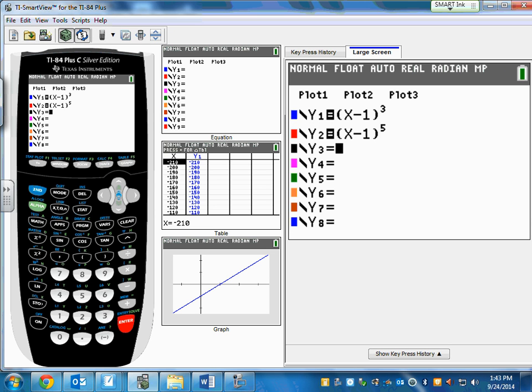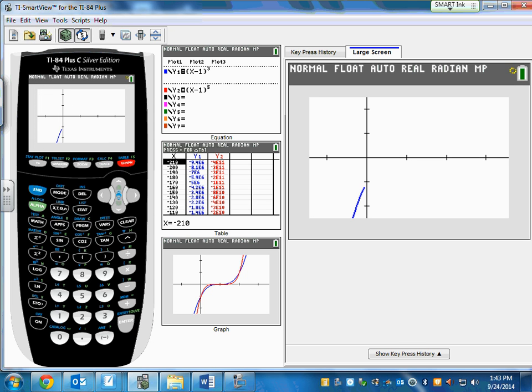Remember that cubic graphs make that little S shape. Grady calls it a backwards roller coaster, but it's that little curve thing, right? But watch what happens. That's x minus 1 to the third. And then here comes x minus 1 to the fifth.